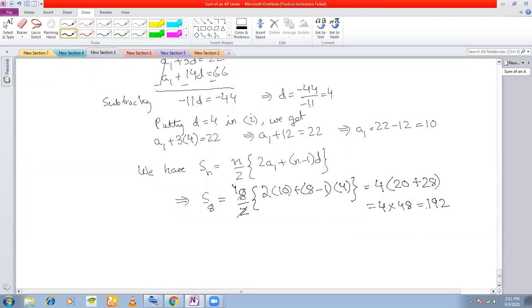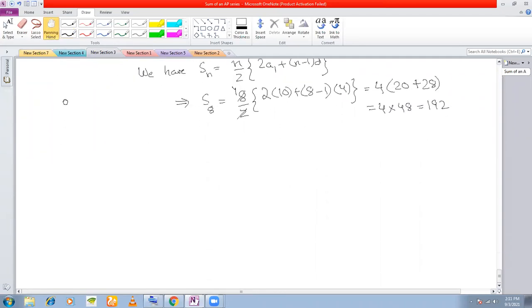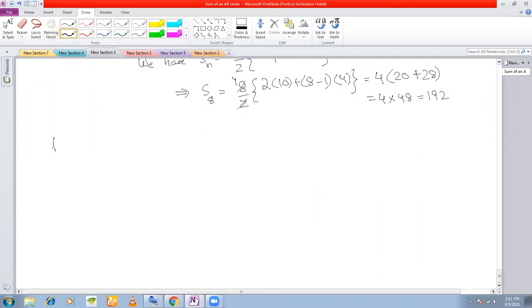Right? So this is a very important kind of a sum. Take note of this sum also. Look at the next one. Another important type of sum from AP.